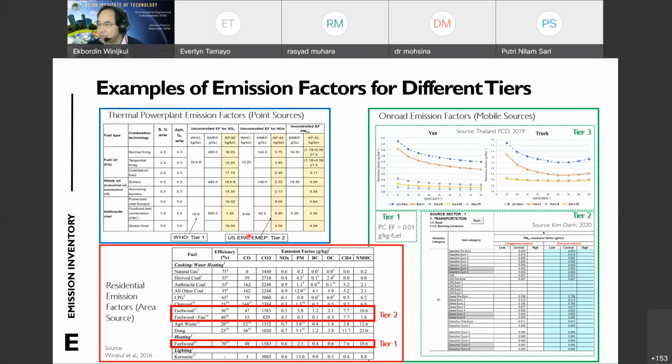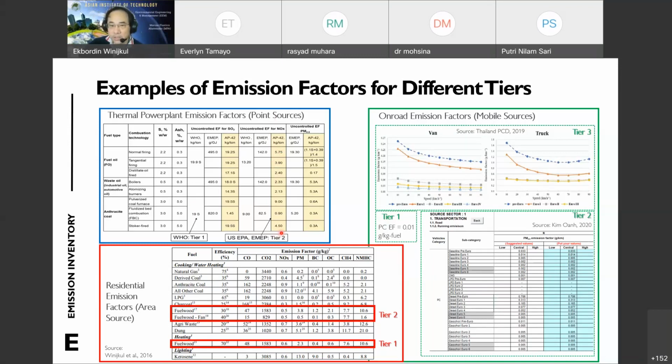For EMAP, EEM, and for the AP42, you can see that the emissions are classified by the combustion technology. Like normal firing, you use this emission factor. Tangential firing, you use this emission factor. So when we have the technology involved, then the emissions are classified as tier 2 emission factor.